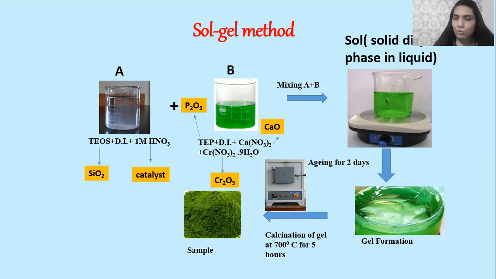When we mix these solutions, a sol is formed, solid particles dispersed in a liquid phase, and this led to gel formation after aging for 2 days. Then calcinating the gel at 700 degrees Celsius for 5 hours led to the formation of our bioceramic sample.